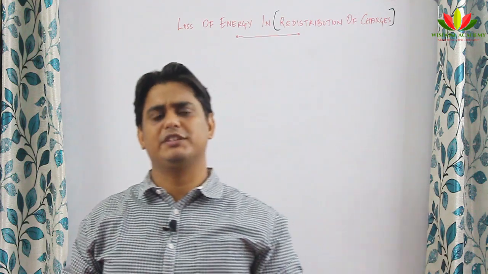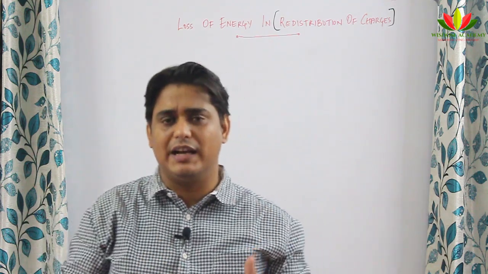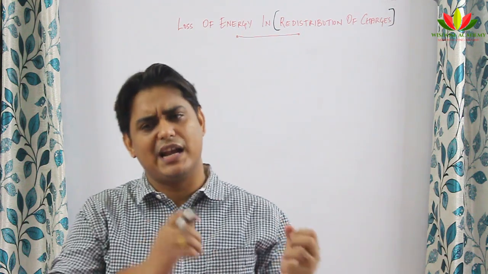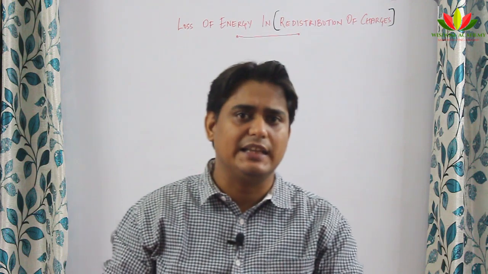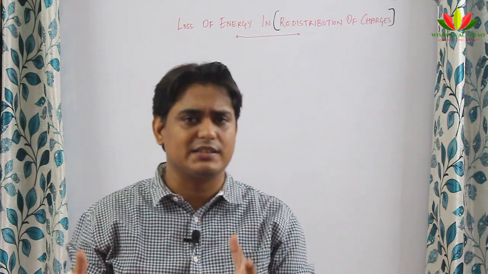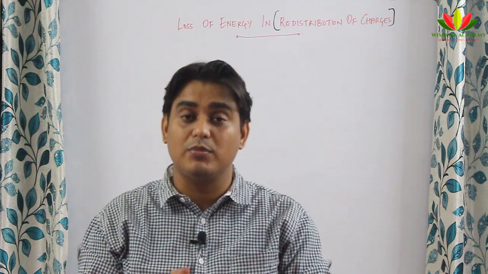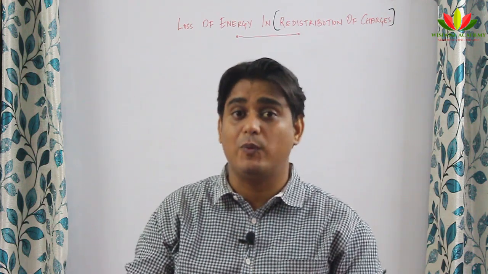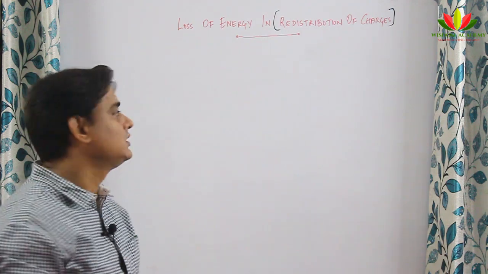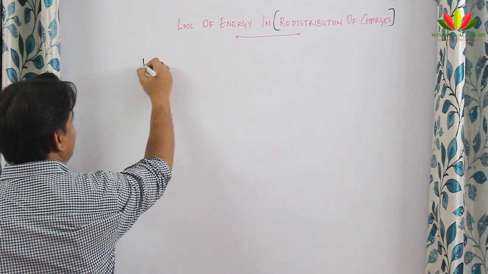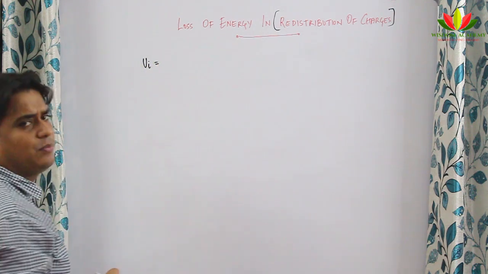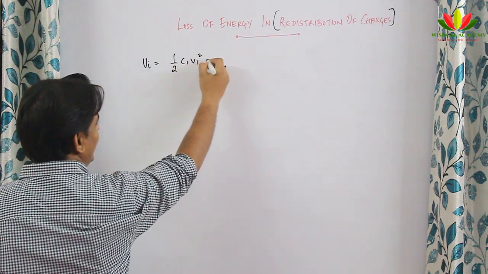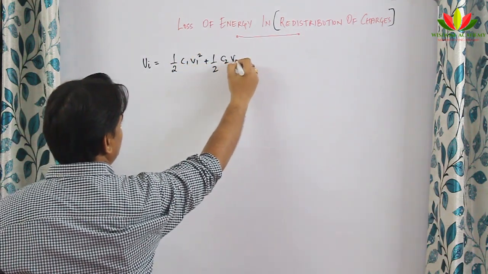Now I will talk about loss of energy. So what happens? It was found that the energy of the capacitor before this redistribution and after this redistribution is not the same. There is some loss of energy. That may be because of some heat produced or something, but there was some loss of energy which was found when this redistribution of charge was happening. Let us try to find what is the magnitude of that, how much energy is getting lost. So for that we will first find the initial energy. So what is the initial energy? Initial energy of the capacitors will be half C1 V1 square plus half C2 V2 square.